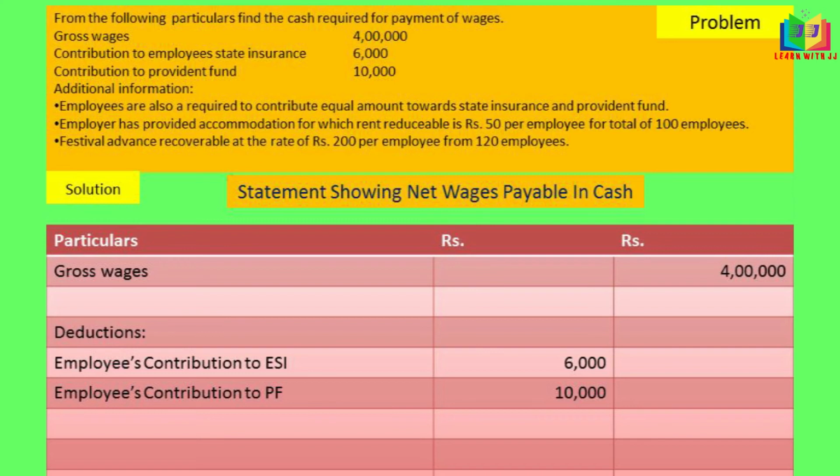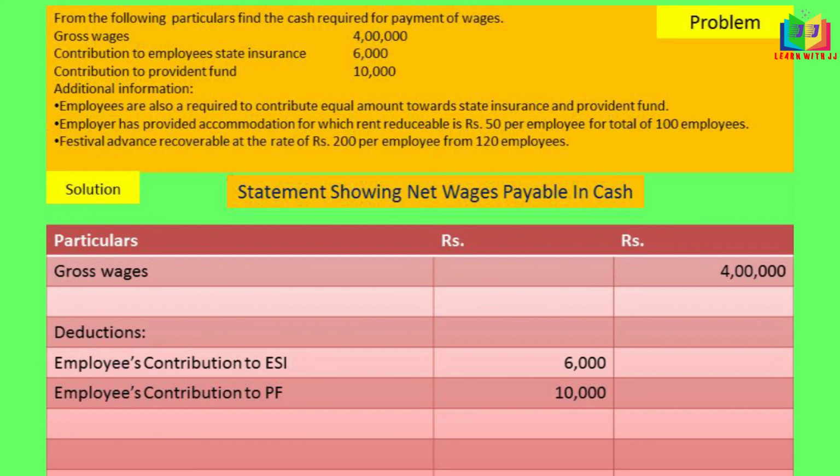Next one, employee contribution to PF is 10,000, because both employer and employee are contributing the same amount, 6,000 for ESI and 10,000 for PF. But we have to take only the employee's contribution here. Okay, keep it in mind. We should not bother about the employer's contribution towards ESI or PF.